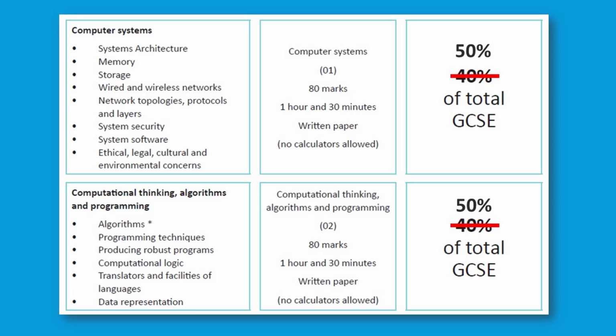Both are theory exams, and paper 1 covers hardware and software, networks and impacts of computing, like different laws, etc. Whereas paper 2 covers algorithms, programming, logic and representing data, which is a huge topic. And importantly, you do need to calculate in either exam, but the maths is not going to be very challenging.